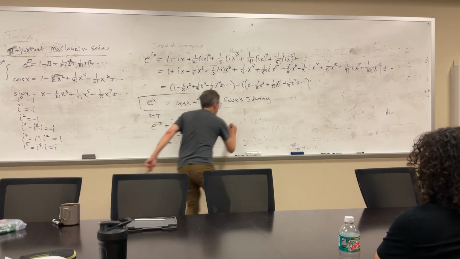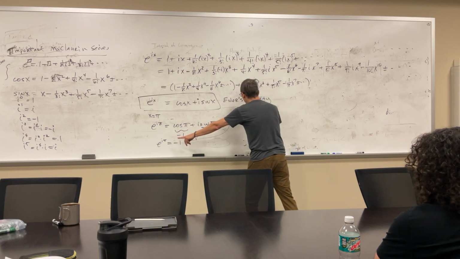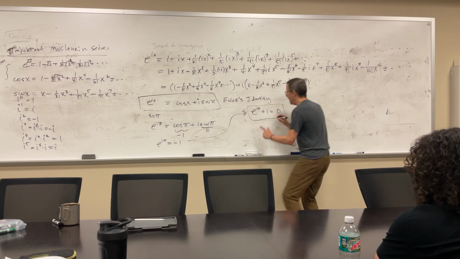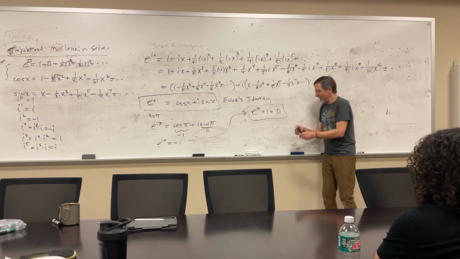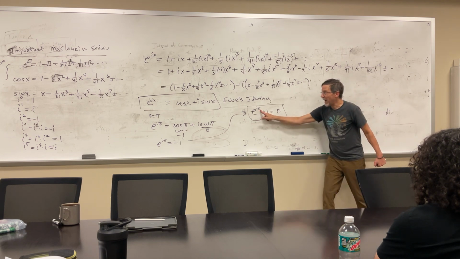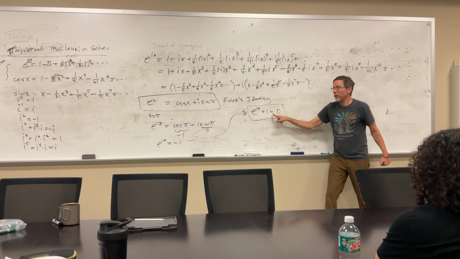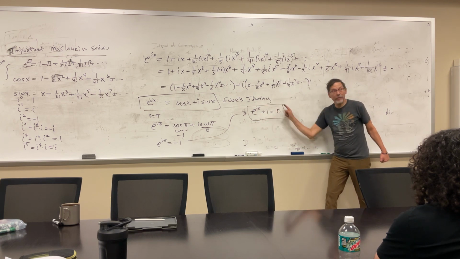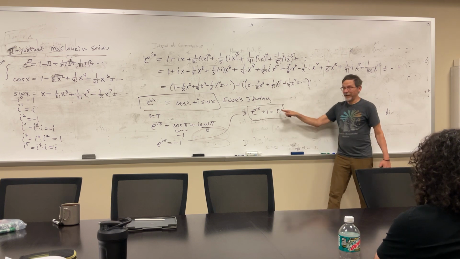And so when I move those to the left side, it's e to the i pi plus 1 equals 0. This relationship puts the 5 most important numbers that we know in relation to each other: i, pi, e, 0, and 1 all relate together in this beautiful way. Now that's the tattoo.